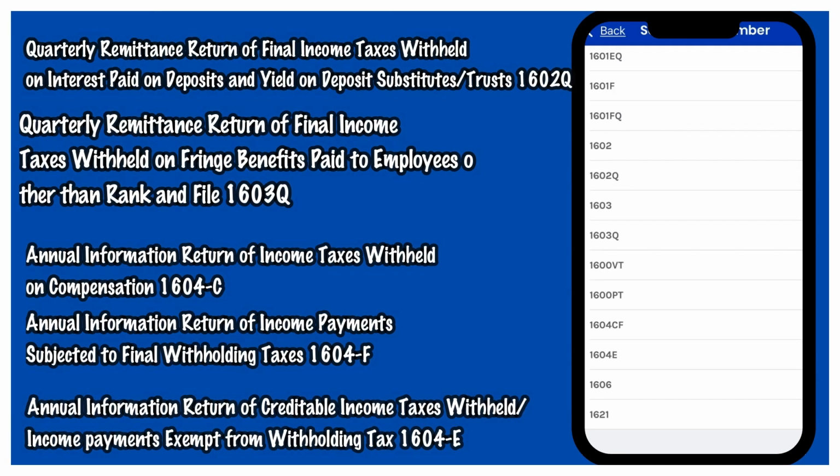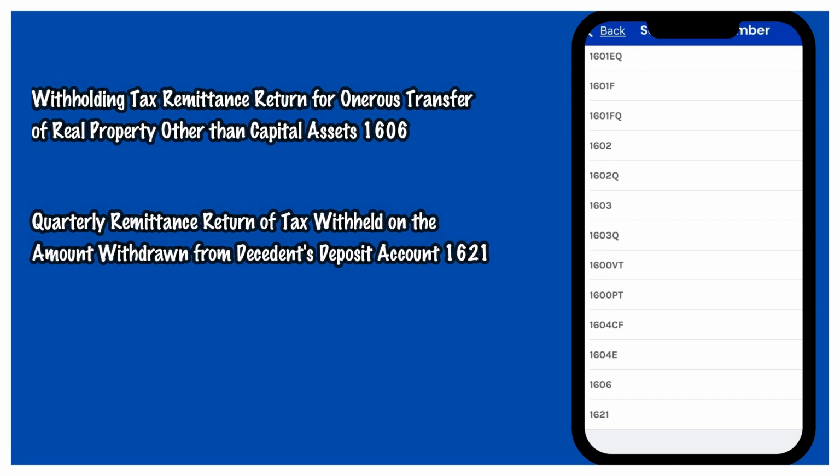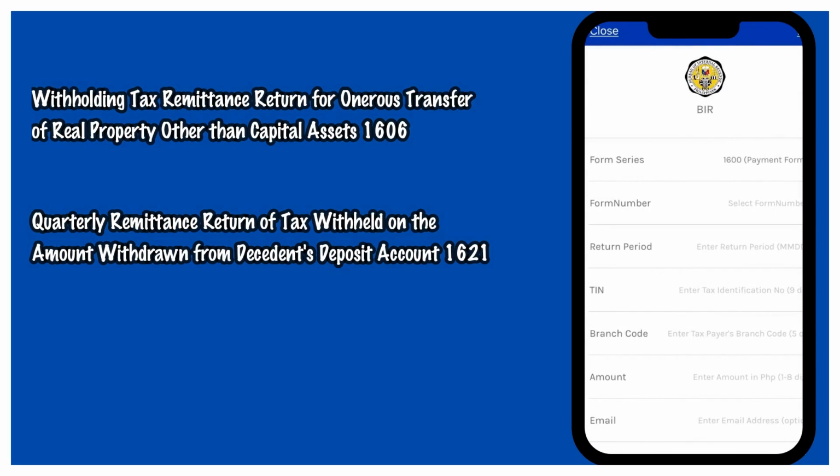G. Quarterly remittance return of final income taxes withheld on interest paid on deposits and yield on deposit substitutes or trusts. H. Quarterly remittance return of final income taxes withheld on fringe benefits paid to employees other than rank and file. I. Annual information return of income taxes withheld on compensation. J. Annual information return of income payments subjected to final withholding taxes. K. Annual information return of creditable income taxes withheld/income payments exempt from withholding tax. L. Withholding tax remittance return for onerous transfer of real property other than capital assets. M. Quarterly remittance return of tax withheld on the amount withdrawn from decedent's deposit account.